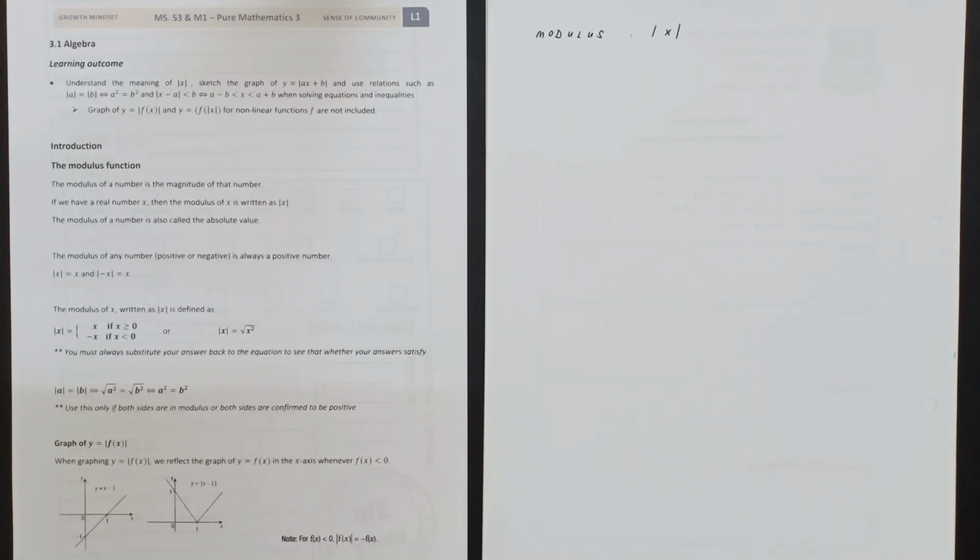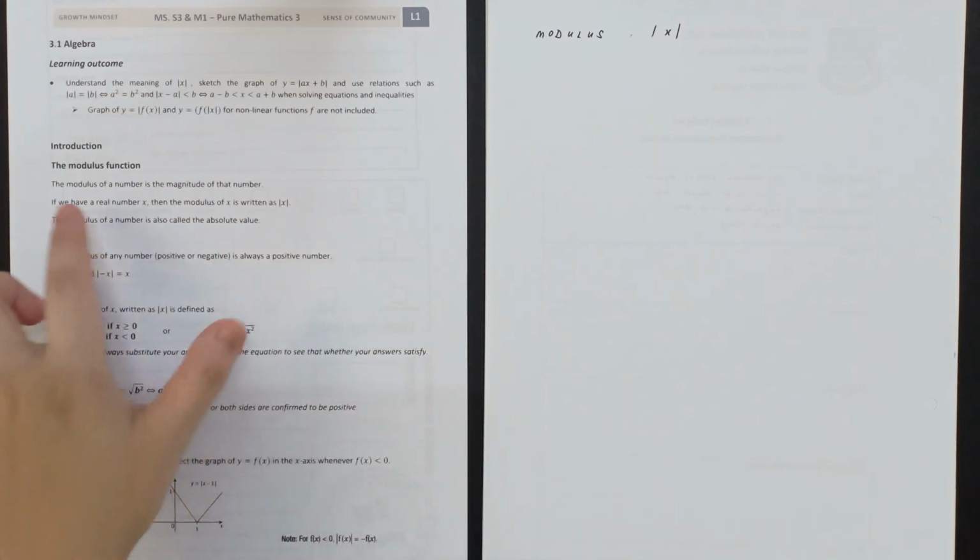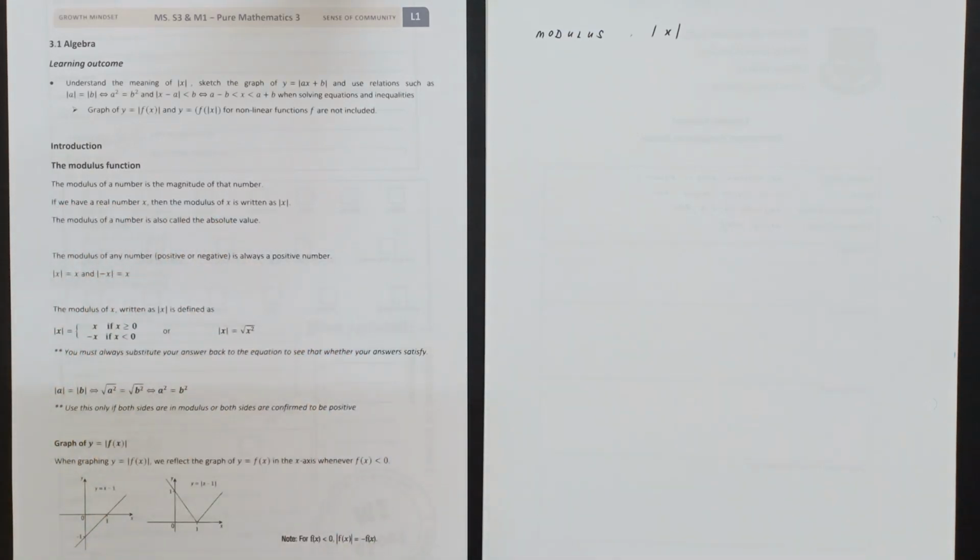Alright, so let's start with a very quick introduction about what the modulus function is first. You can look at your notes here. The modulus of a number is the magnitude of that number. What does that mean? What is important here is the word magnitude. What does magnitude mean? Let me try to explain it in an easier way.